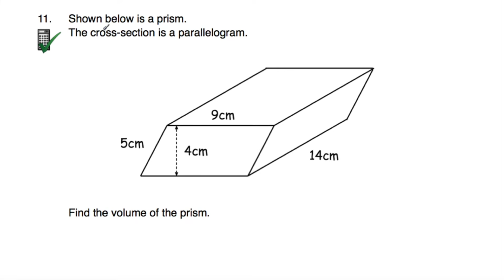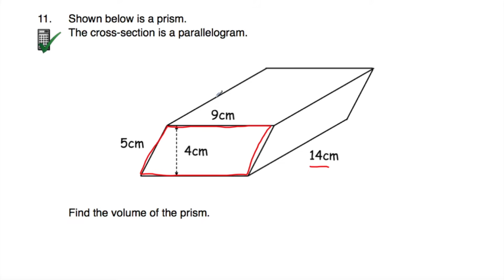So question number 11 says, shown below is a prism, and the cross-section is a parallelogram. So this is a parallelogram prism, or a prism that has a cross-section of a parallelogram. As you can see here, if you cut it down vertically, no matter where you cut it, it will be that parallelogram there. So to find the volume of this prism, we want to find the area of this parallelogram, and then we'll times it by the length of the prism, which in this case is 14.